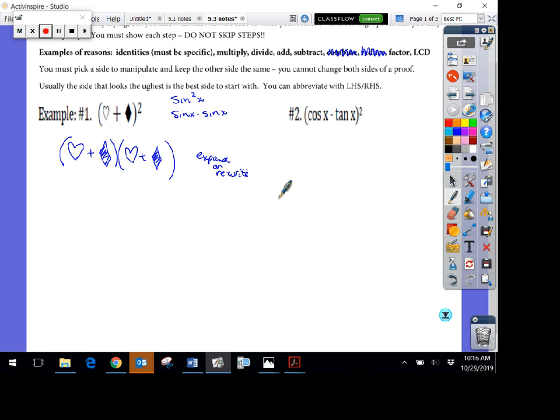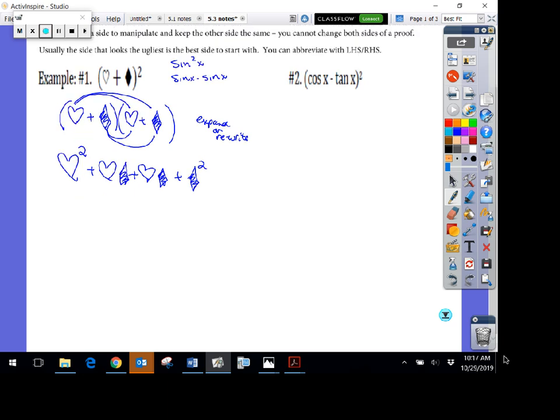And then I'm going to actually multiply those together. So what am I doing? I'm going to multiply heart times heart, which is heart squared, heart times diamond, which is heart diamond, diamond times heart, still heart diamond, diamond times diamond, diamond squared. I'm using these shapes to show you that it works with letters and numbers, shapes, words. It's all the same. The skill is the same.